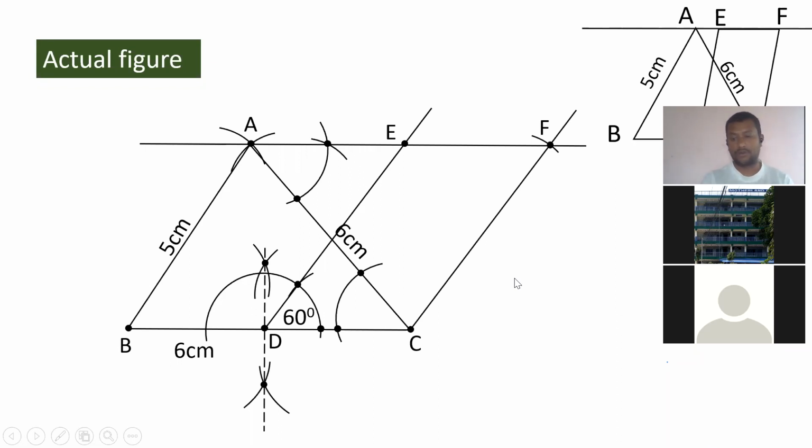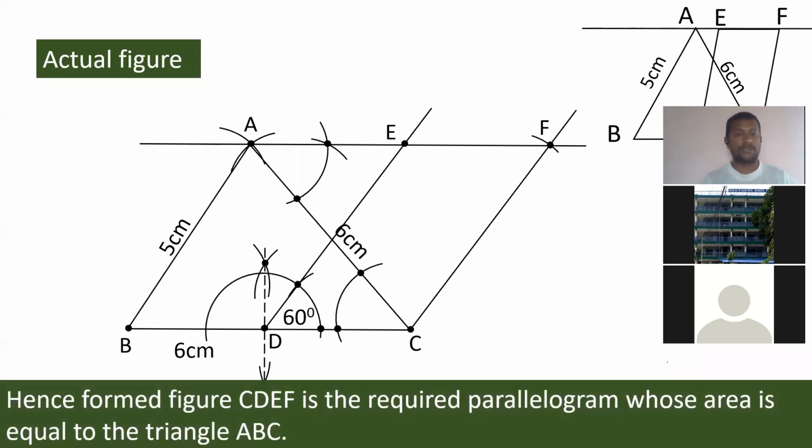So remains to conclude the construction. This is the conclusion in the figure. CDEF is the required parallelogram whose area is equal to the triangle ABC. This is the end of the construction. So thank you for listening to me.